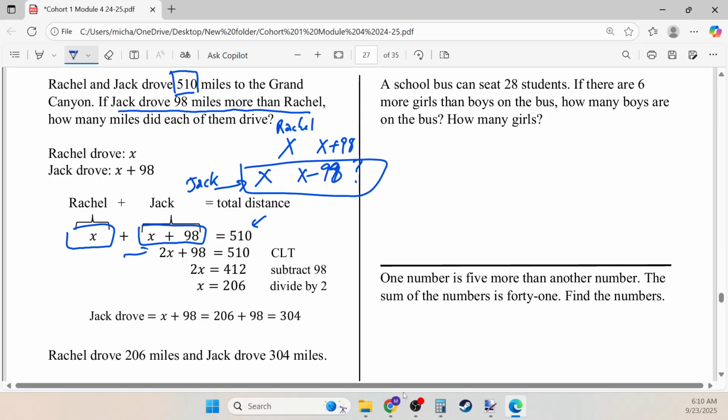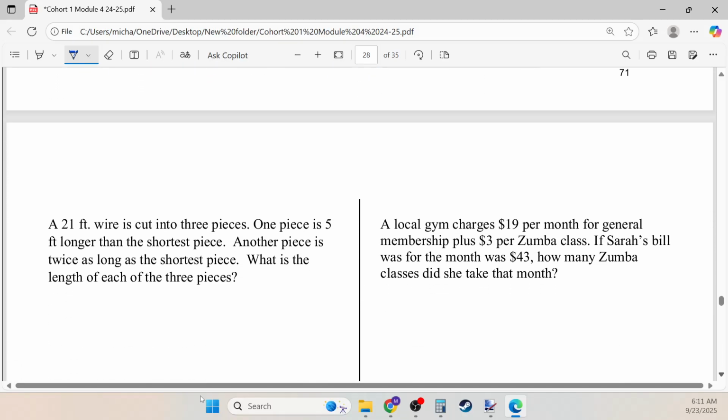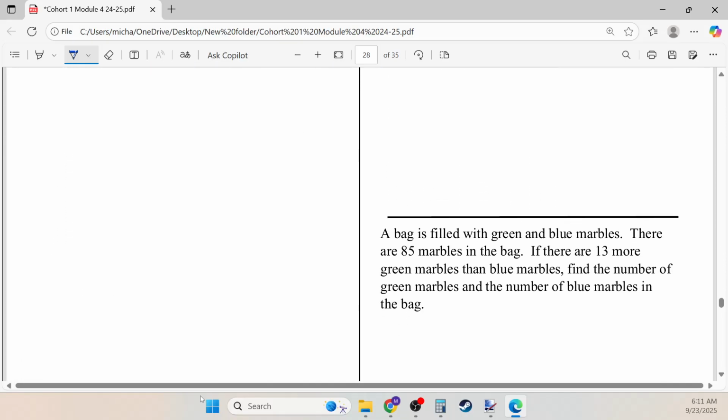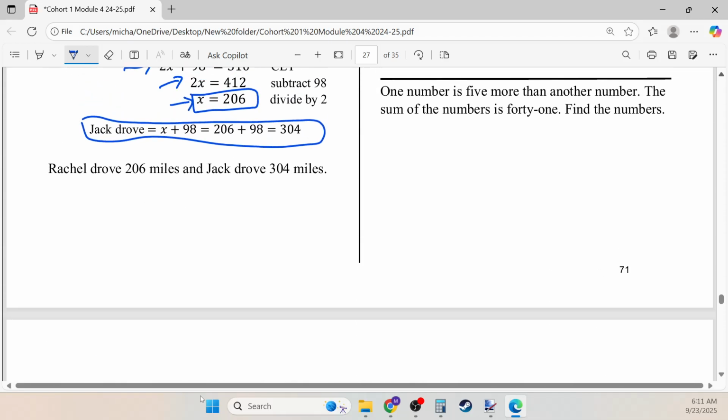Anyway, we combine like terms, we subtract 98 from both sides, and then we divide by 2. We get x is 206. That's Rachel, and that means that Jack drove 98 miles more, at 304. Let's do this problem together. I'm going to leave, of course, some of these non-example problems for you to do as homework. I'm not going to do all of them, but I'll do a few of them.